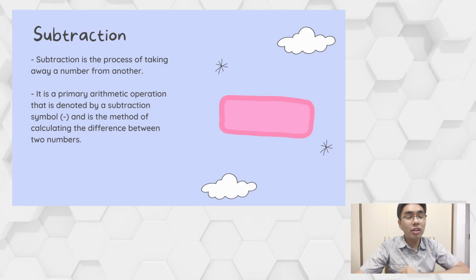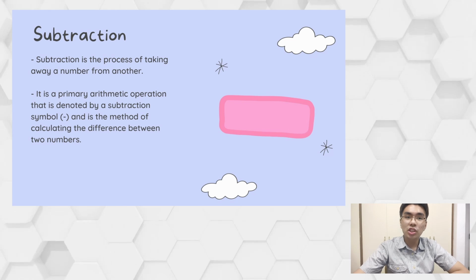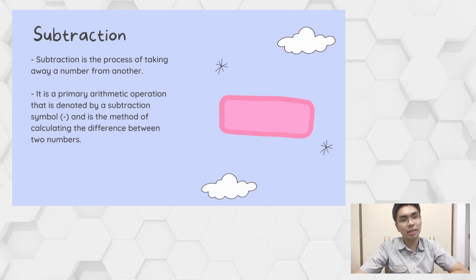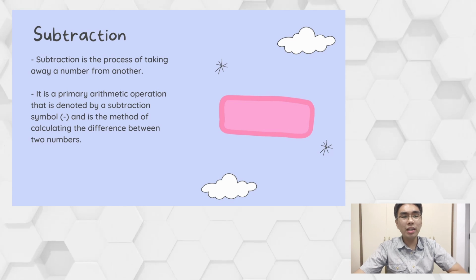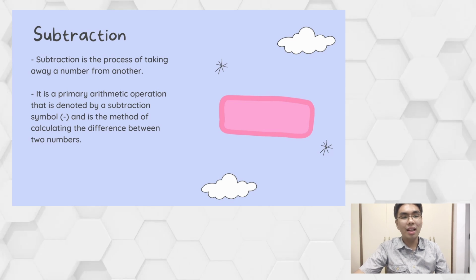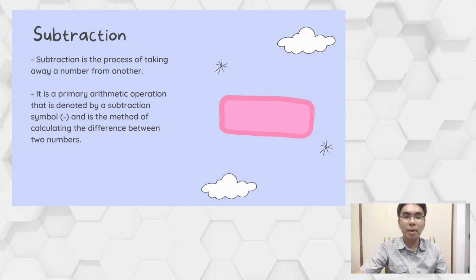Now, we move on to the second operation, which is subtraction. Subtraction is the process of taking away a number from another. It is also a primary arithmetic operation that is denoted by a subtraction symbol and is the method of calculating the difference between two numbers.